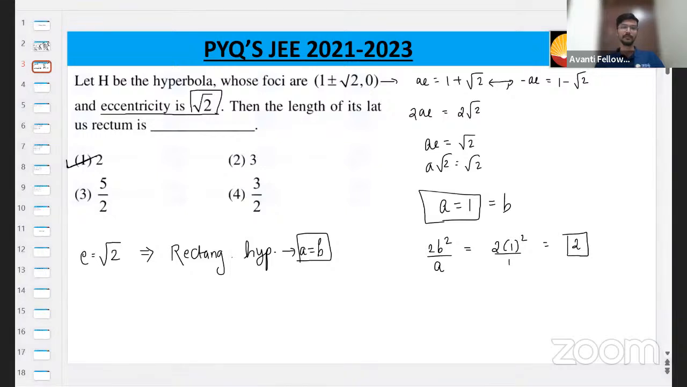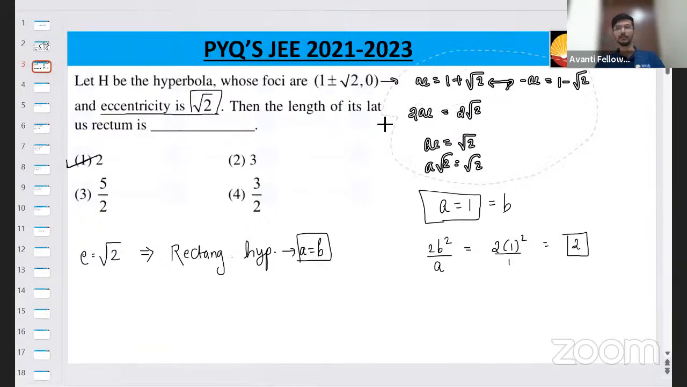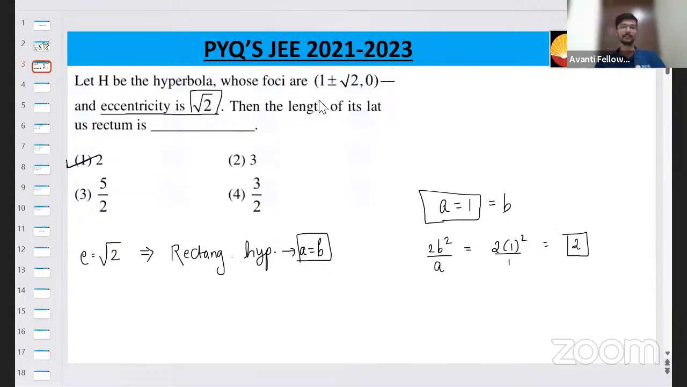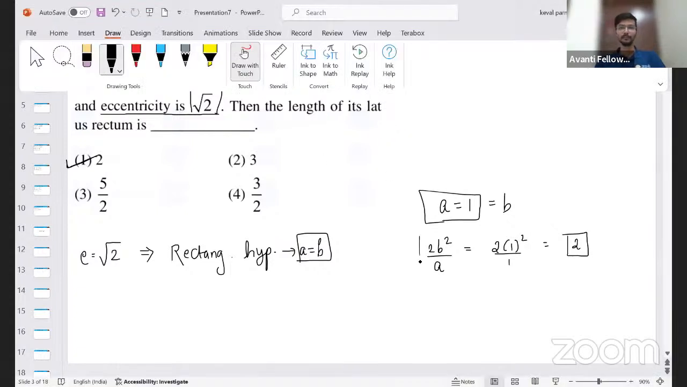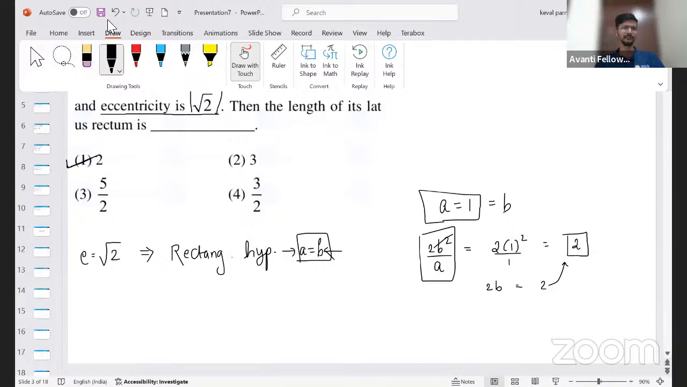Now, let me tell you one thing. We don't even need to find this. Why are we finding this, right? Because the length of the latus rectum will always be 2b square by A. And since it's a rectangular hyperbola, A will be equal to B, so 2b square by A will get cancelled and we'll get 2b. That means B is 1, so it will be 2. Correct? I hope it is clear.